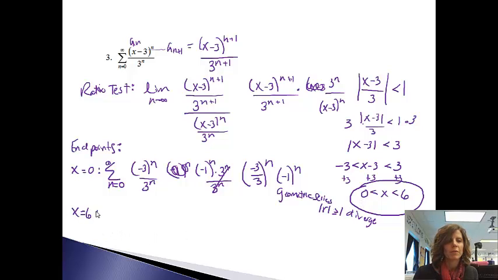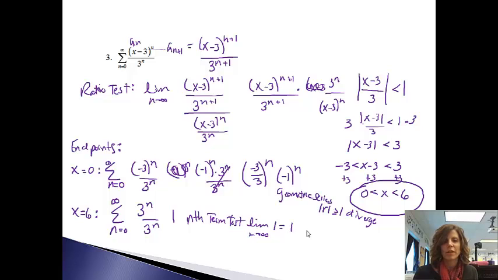Okay, and then we get to test x equals 6. We'll get the sum from n equals 0 to infinity. If I plug in 6, I'll get 3 to the n over 3 to the n, which is 1, and I'm going to use the nth term test on this one. Finding the limit as n approaches infinity of 1 will just equal 1, because there's no place to even plug in the n. And since I didn't get 0, I know that my series diverges. So once again, we don't need to include 6 as one of our values of convergence.